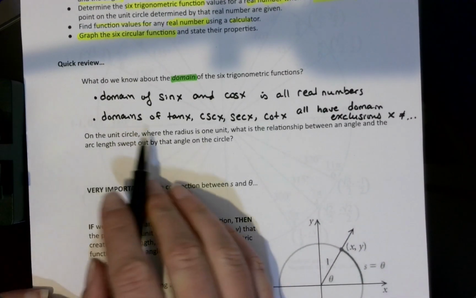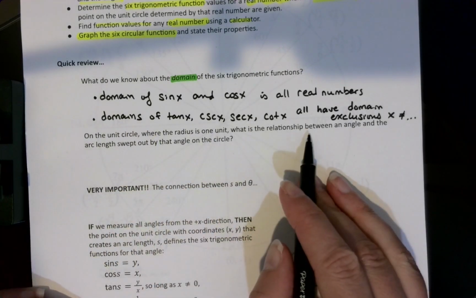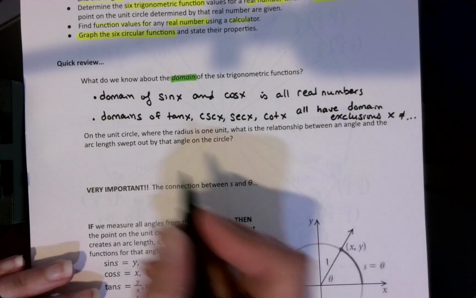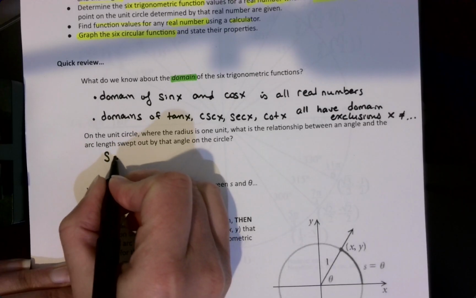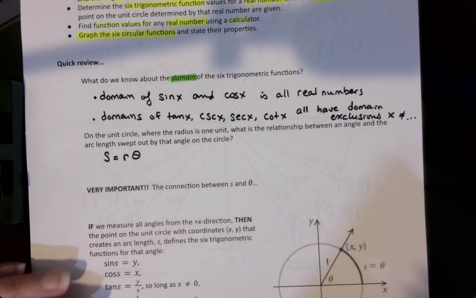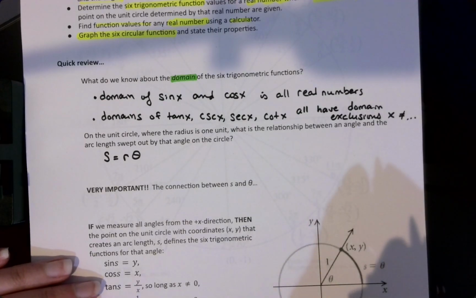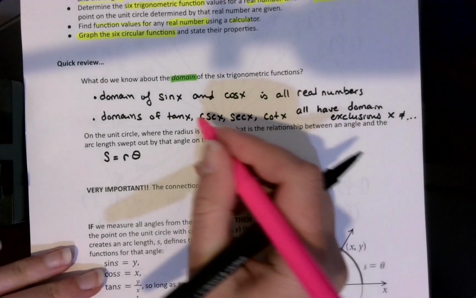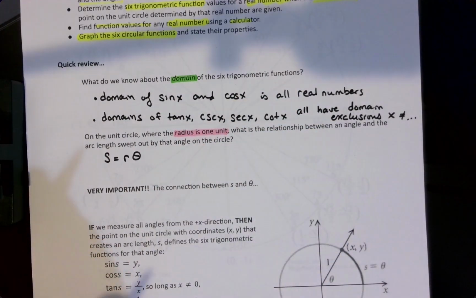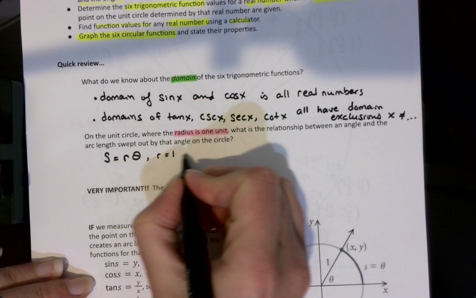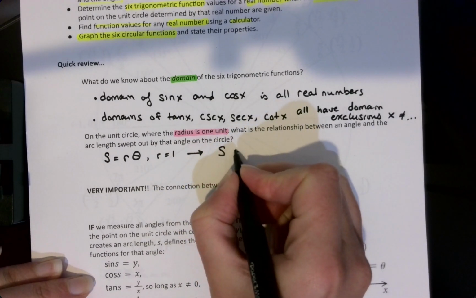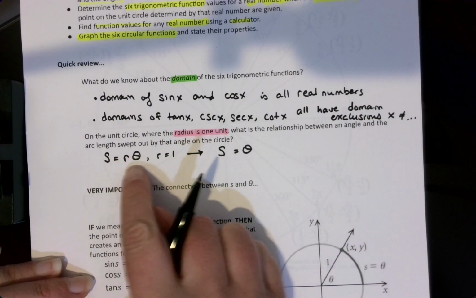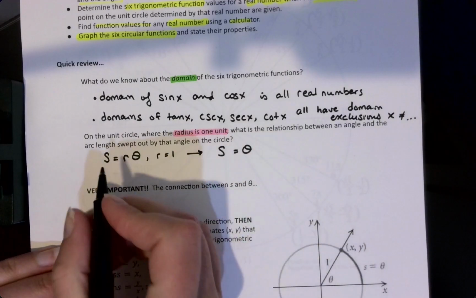Okay. On the unit circle where the radius is 1 unit, what is the relationship between the angle and the arc length swept out by the angle of that circle? Well, we know that the arc length is equal to r times theta, where theta is in radians. And in the unit circle, we know the radius is 1 unit. So this means that the arc length is equal to the angle on the unit circle. Since the r value is 1, 1 times theta is theta. So on the unit circle, the angle is the arc length.